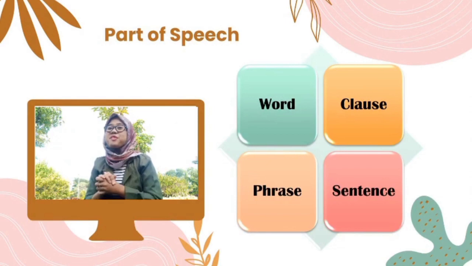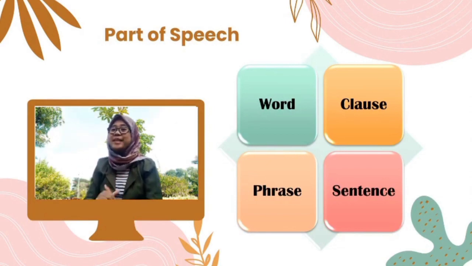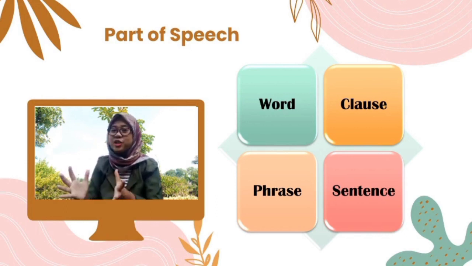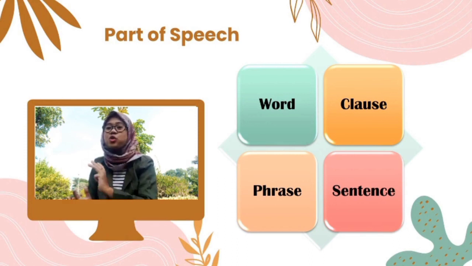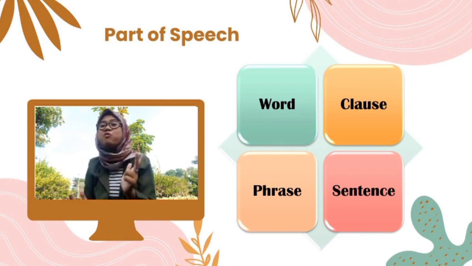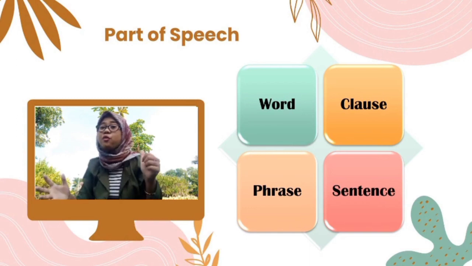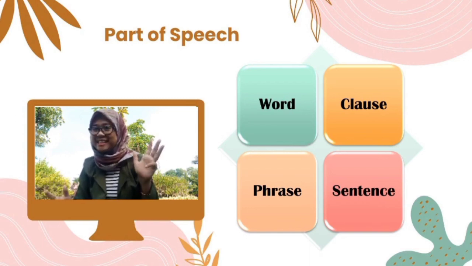Part of speech is the category to which a word is assigned in accordance with its syntactic functions. We have to know and understand well about the word, phrase, clause, and sentence to be able to write, speak, and listen well. By understanding the terms, we will easily connect a word into a phrase, a clause into a sentence, and so forth. Here we have the word, phrase, clause, and sentence.